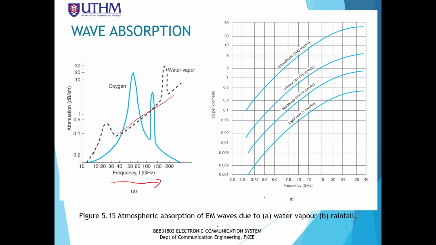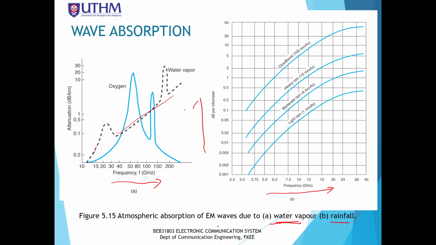Okay, dan di sini disebabkan oleh water vapor, manakala yang di sini adalah disebabkan oleh rainfall, hujan. Macam mana kesan daripada hujan terhadap attenuations? Apabila hujan, ini dia tunjukkan light rain, moderate rain, heavy rain and so on. Lagi tinggi frekuensi gelombang tersebut, maka dia akan mengalami attenuations yang semakin tinggi.